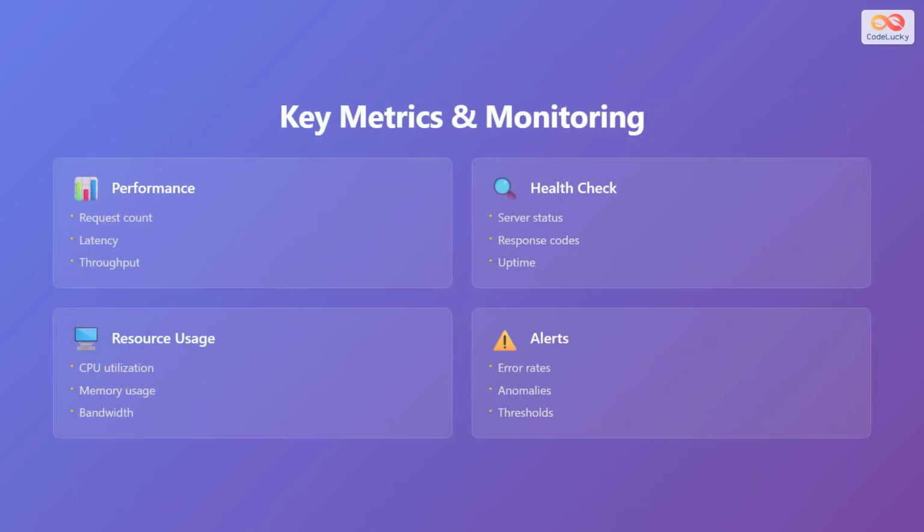Monitoring load balancers requires tracking 4 categories of metrics. Performance metrics include request count, latency, and throughput to understand how quickly your system responds. Health check metrics monitor server status, HTTP response codes, and uptime to ensure all backends are functioning properly. Resource usage metrics track CPU utilization, memory consumption, and bandwidth to prevent resource exhaustion. Alert metrics include error rates, anomalies, and threshold violations to quickly identify and respond to problems.